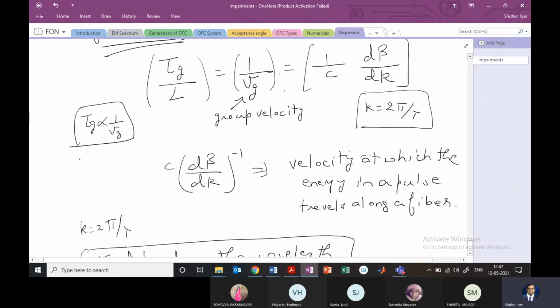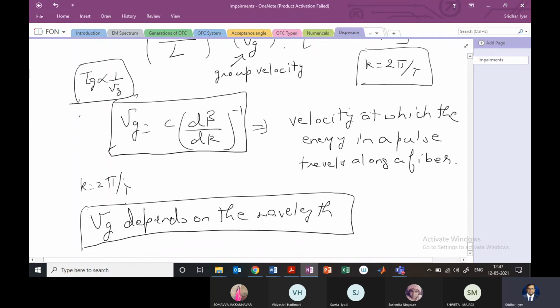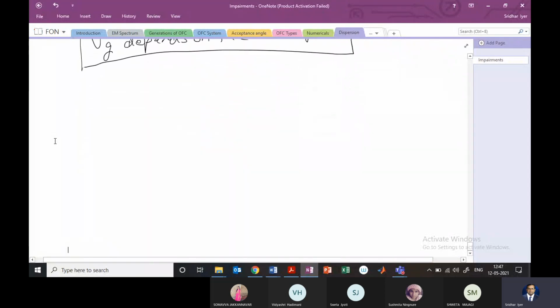So therefore we can write Vg, the group velocity, as c (d beta by dk) inverse, and this is the velocity at which energy in a pulse is going to travel, right? So you can visualize, if there are 4 such energies, we would want all these energies to travel with the same velocity and reach the output at the same time. But since the source is operating at different wavelengths rather than a single wavelength, the velocity of each of these energy portions is going to be different, and they are going to reach the output at different times, and therefore the spreading occurs there, right? So Vg basically is going to depend on your wavelength.